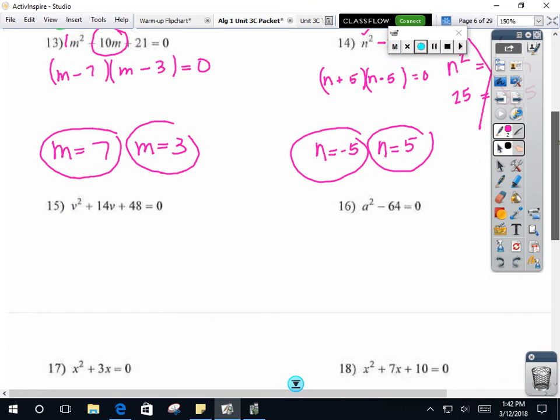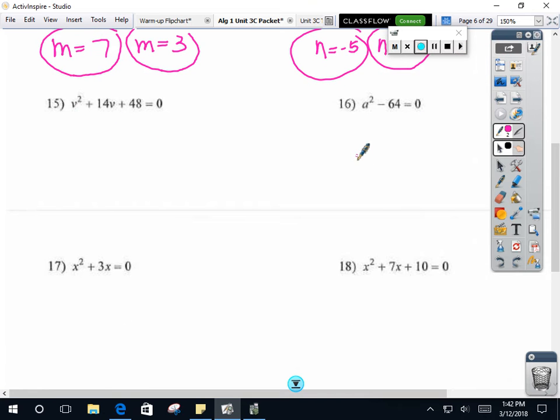All right, number 15. What type of polynomial is this? Trinomial. So what do we do? Bubble method, by looking for two numbers to do what? Time to wake people up. Okay, which are what numbers? 6 and 8.